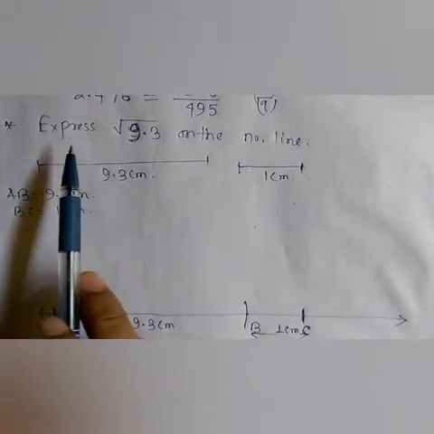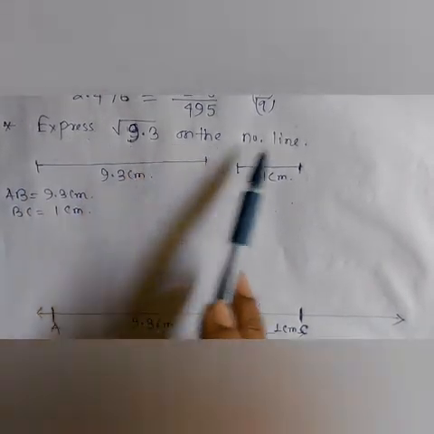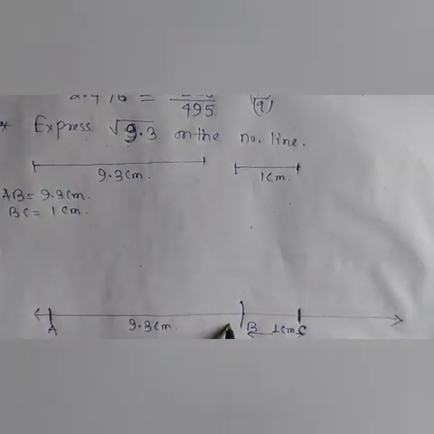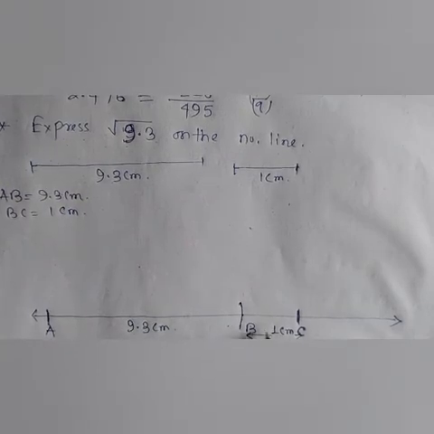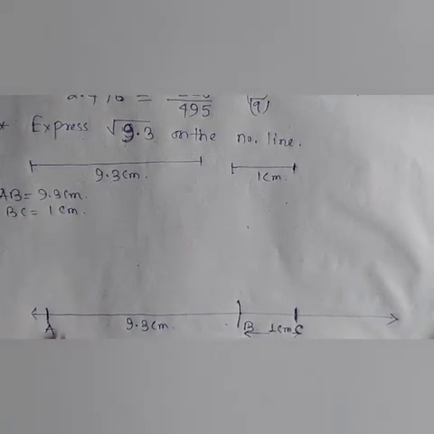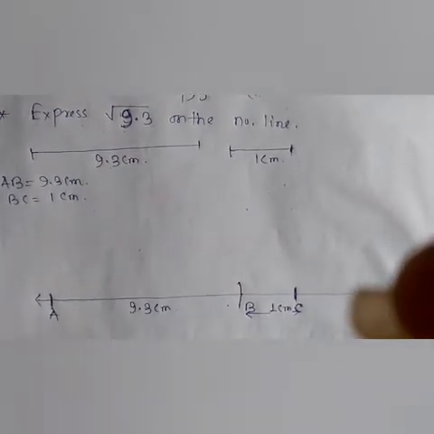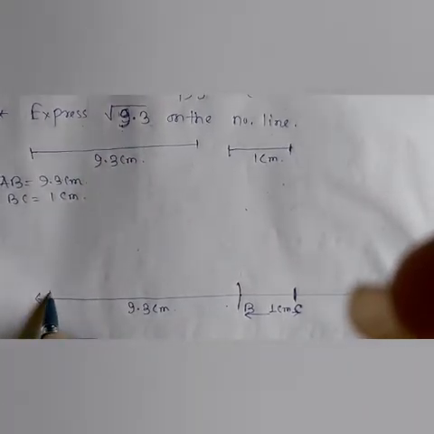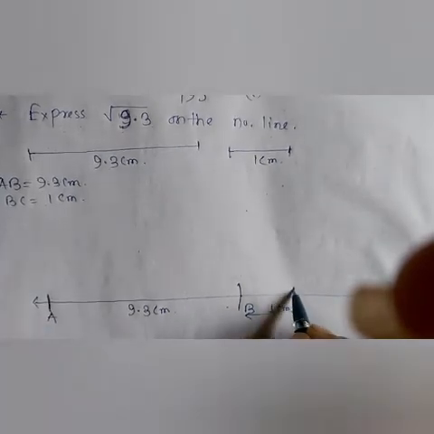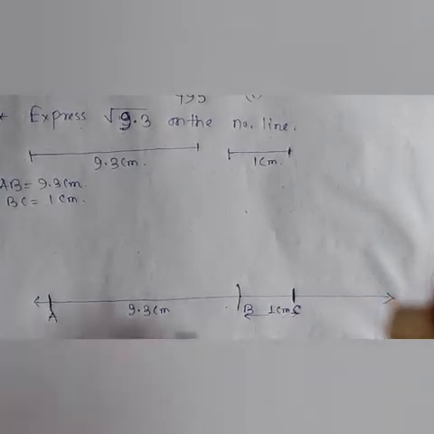Now one thing, suppose the question is express 5.3 on the number line. So at first you have to draw the 5.3 and 1 centimeter. This one is fixed. Always we have to draw 1 centimeter. Here the question is 7.5, then you have to draw 7.5 and 1 centimeter. Then we have to find the middle point of AC.